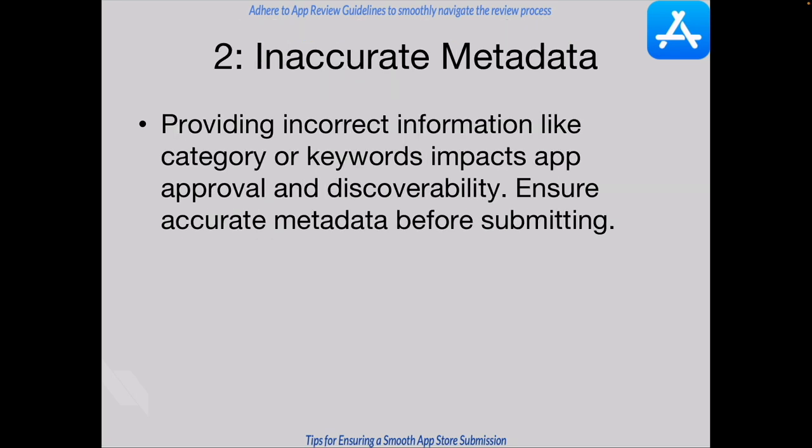So next is providing inaccurate metadata during the app submission process. Metadata refers to the app's name, description, category, keywords, and other information present within the App Store. Providing inaccurate metadata such as wrong categories or poor descriptions can negatively impact your app's discoverability and even result in rejection. So ensure that your app's metadata accurately reflects its functionality and content and is aligned with App Store guidelines.